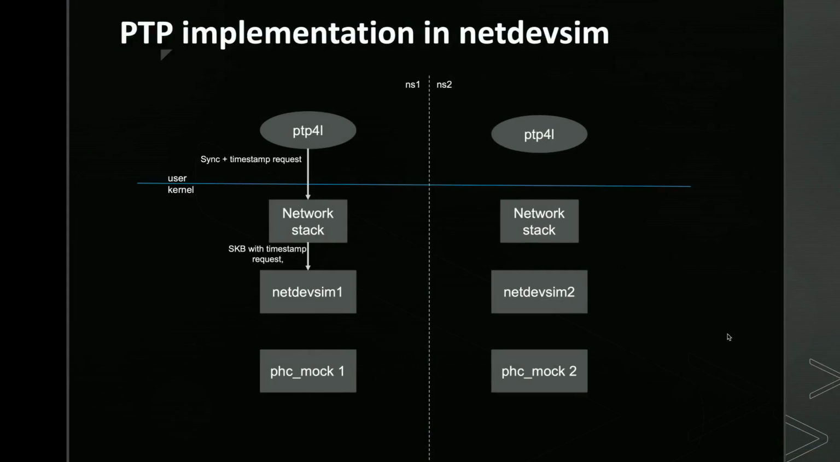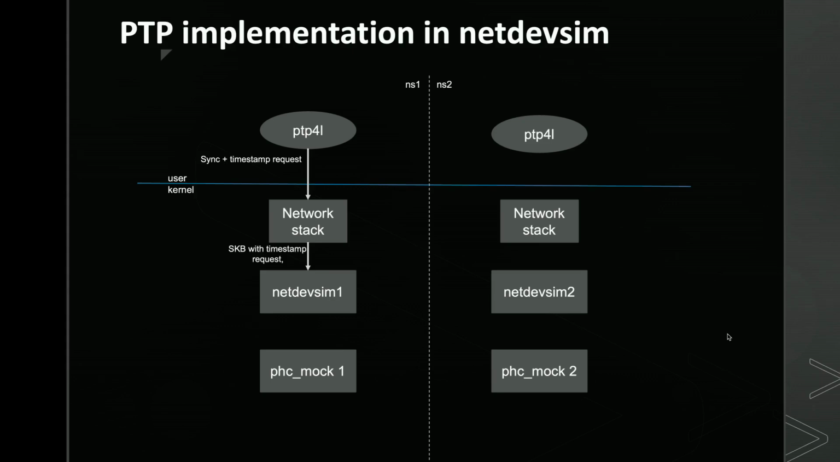Okay, I'm not an architect, but I also prepared a drawing to show the flow. This is our flow in which we implement the PTP implementation in the Netdevsim. As you can see, we have two PTP4L applications. We have two namespaces marked here as NS1 and NS2. And what exactly is that?